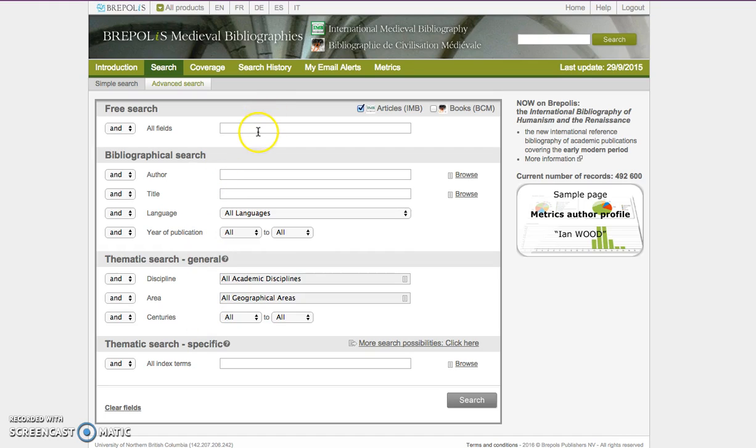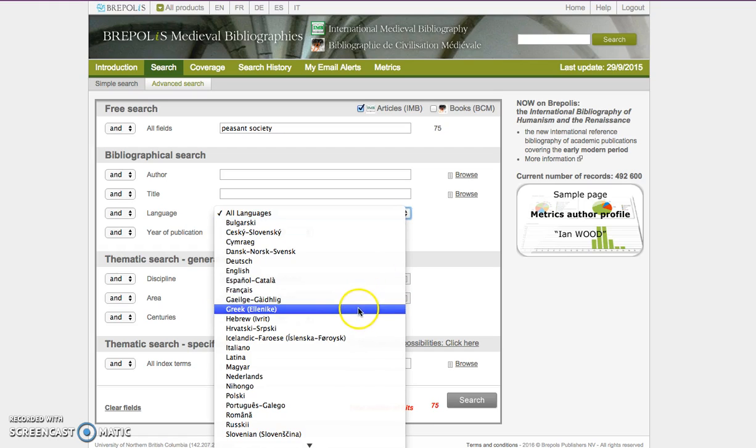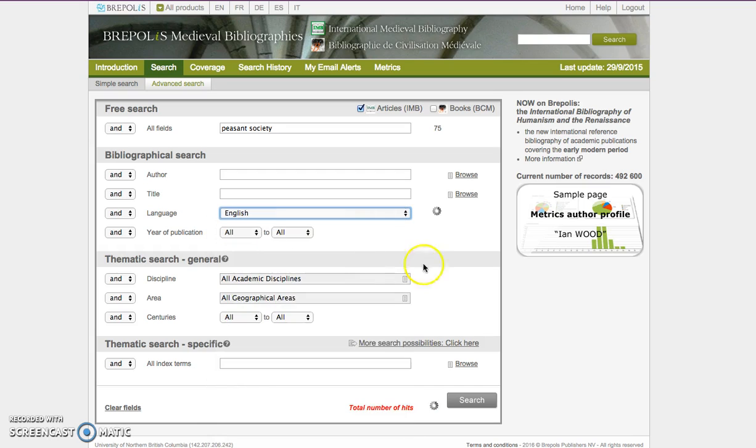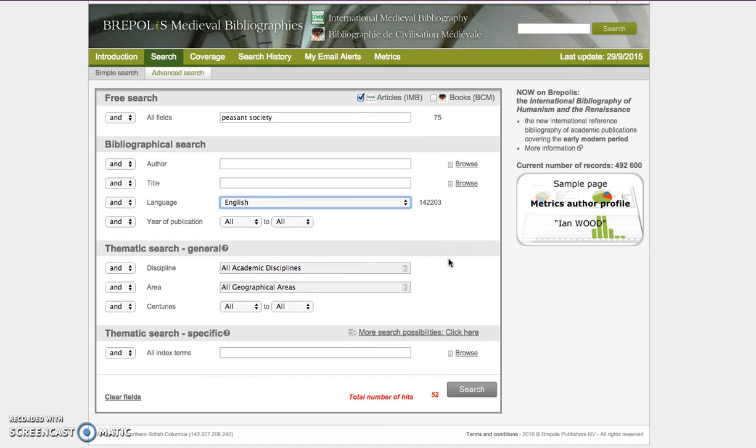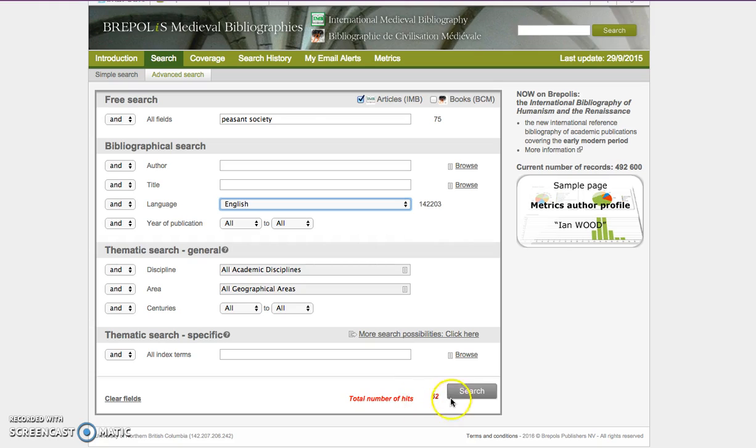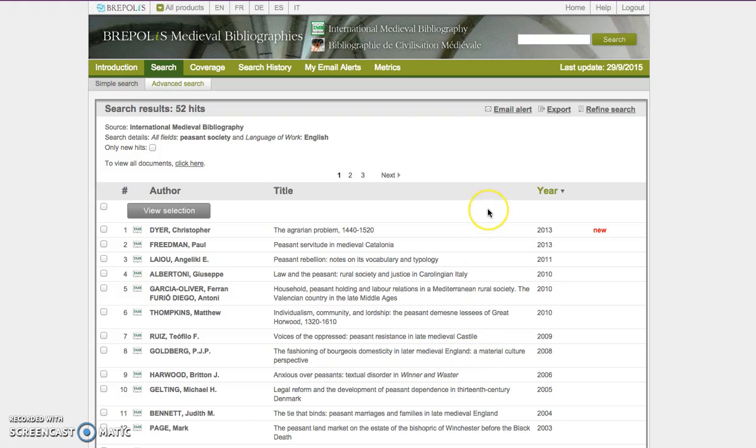So for our purposes, again, our topic is peasant society. So I'm going to type in peasant society into the free search section. And although I read a number of different languages, most of you will only be able to do English, so I would suggest that you limit your search to English. And so you'll see here that it indicates that there's 52 hits on peasant society in English. So you can start off if you want by looking at what that yields for you.